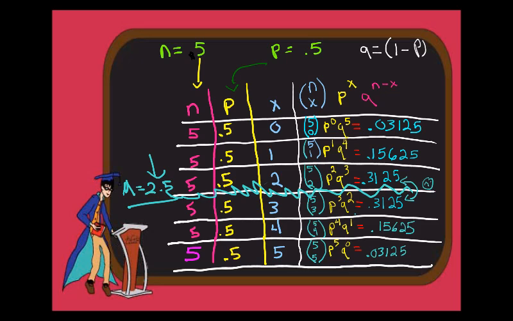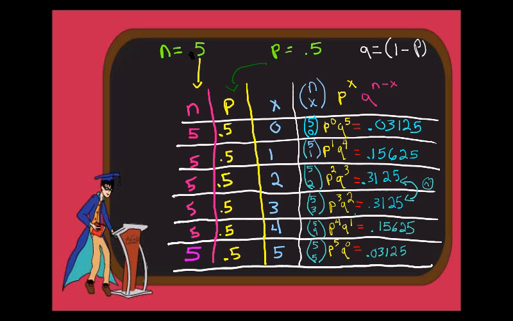Now, as far as the rest of this is concerned, I wouldn't be too worried about it. But we're going to use this table later on to help us establish the probability distributions in terms of, let's say, 0 to 2 successes, or 0 to 5 successes, etc., etc.